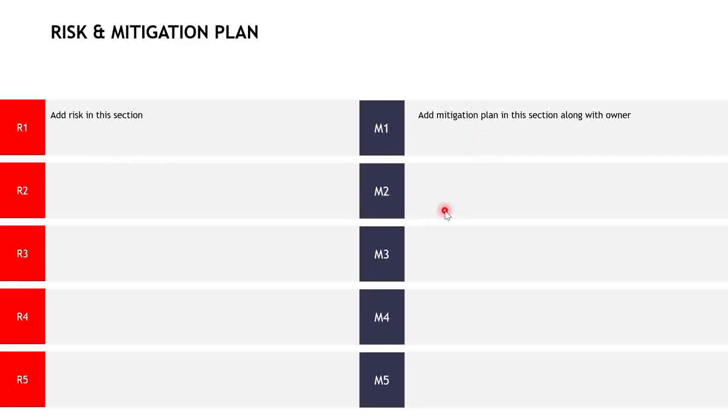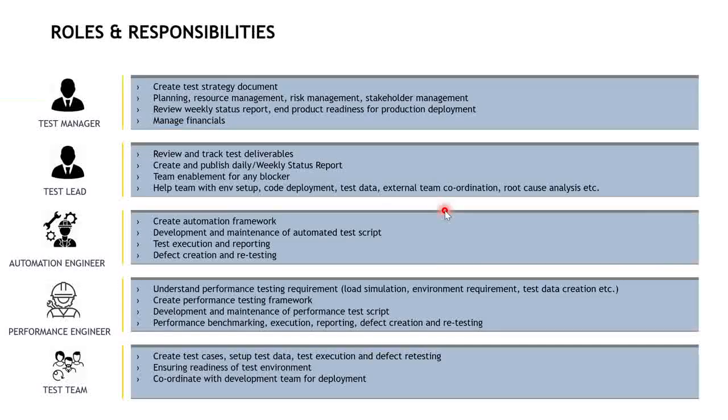It will be a live document for risk, for assumption, and for dependency section. If we continue on test strategy, the next is roles and responsibilities. You have a large team, and your audience, leadership, or executives would like to understand what different roles are there and what they are supposed to do. So I have added some of the testing roles here, like test manager, test lead, automation engineer, performance engineer, test team, QA analyst or test analyst, and corresponding responsibilities.